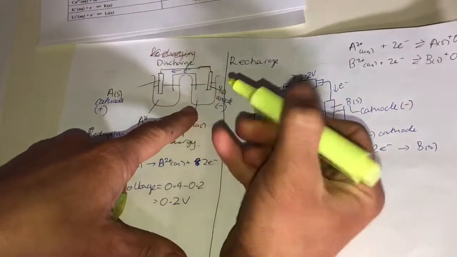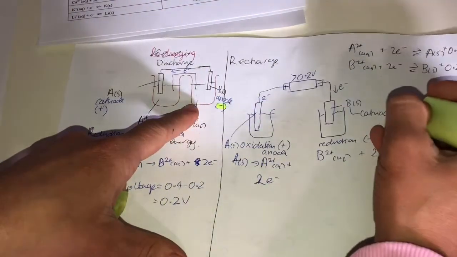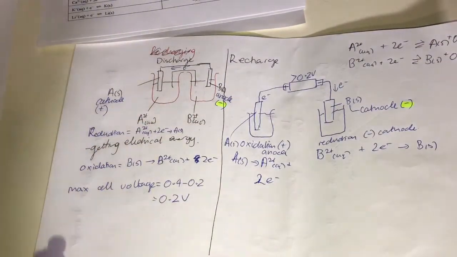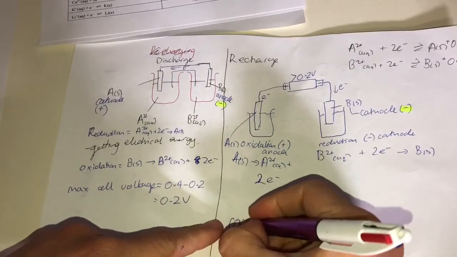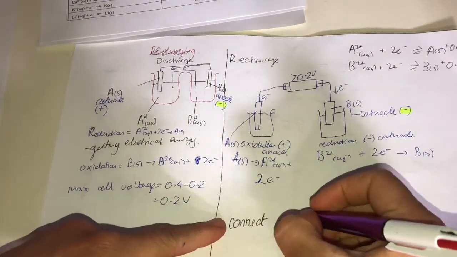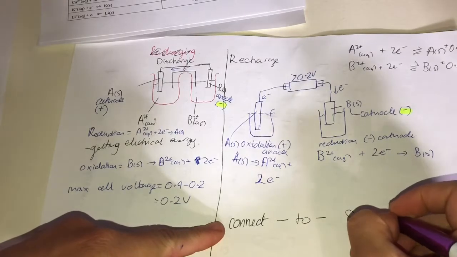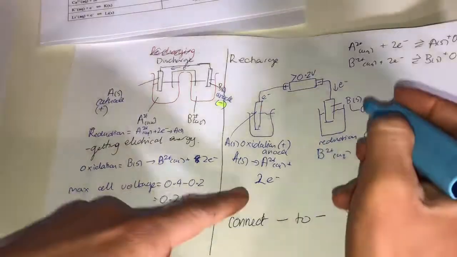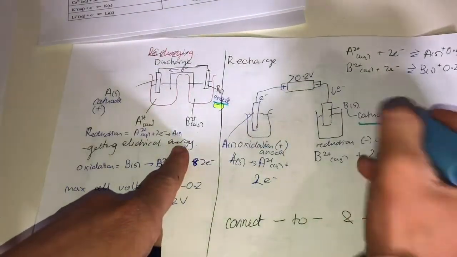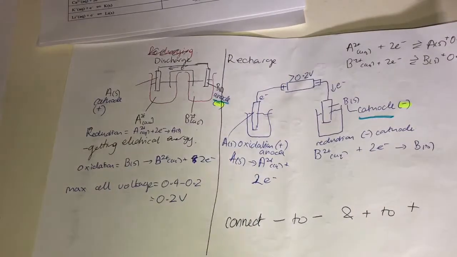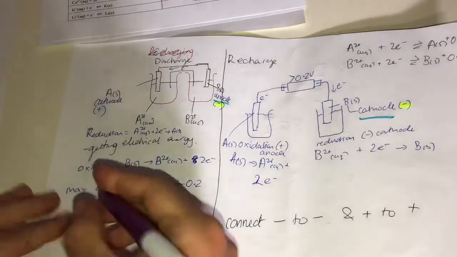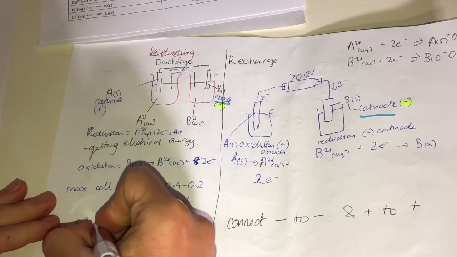First of all, the negative electrode actually remains the negative electrode. So when you are recharging a battery, it's important that you connect negative to negative and positive to positive. A difference is the anode is now the cathode, because where you had oxidation occurring, you want reduction to occur. All of the half equations are reversed, and therefore the overall equation is reversed.